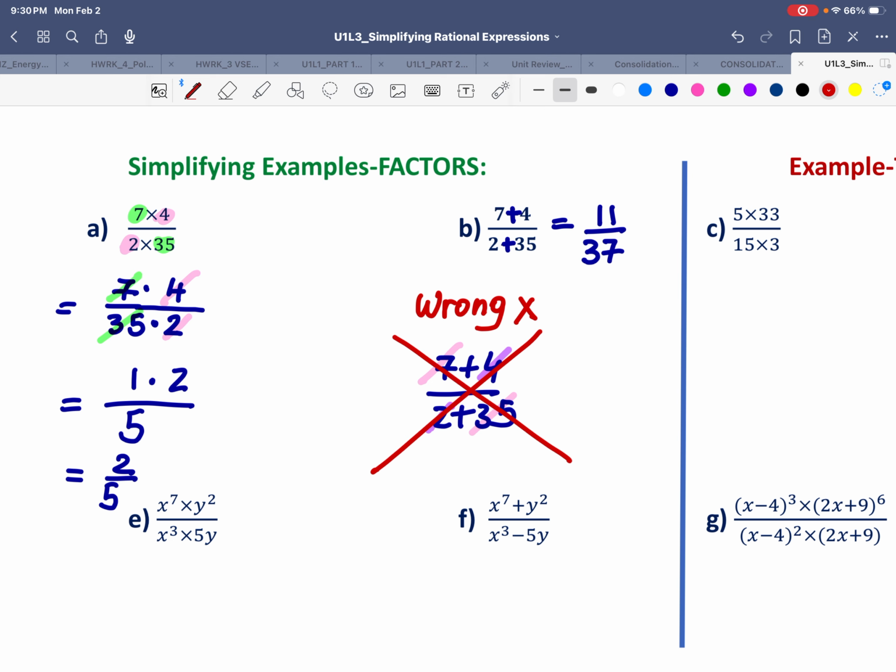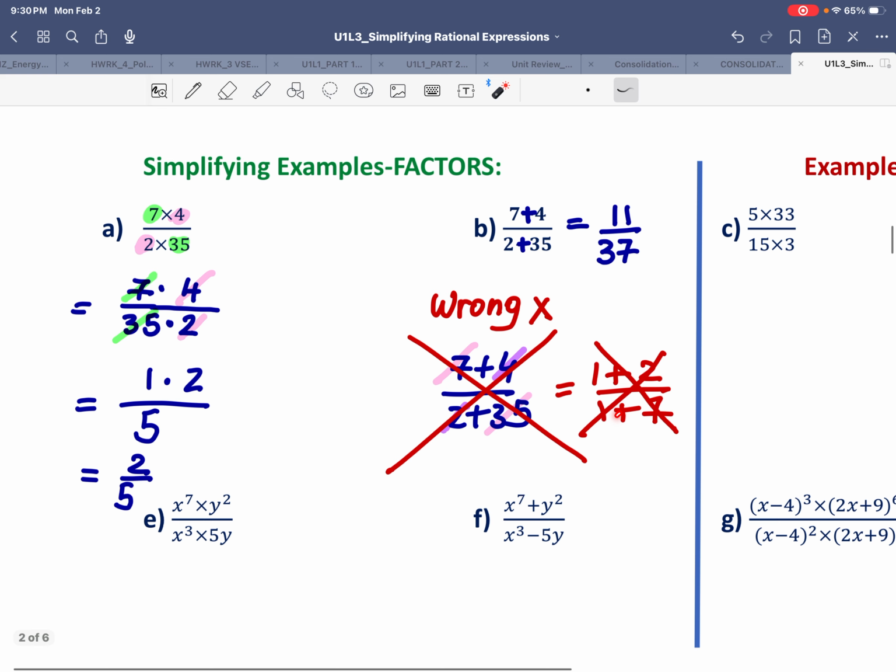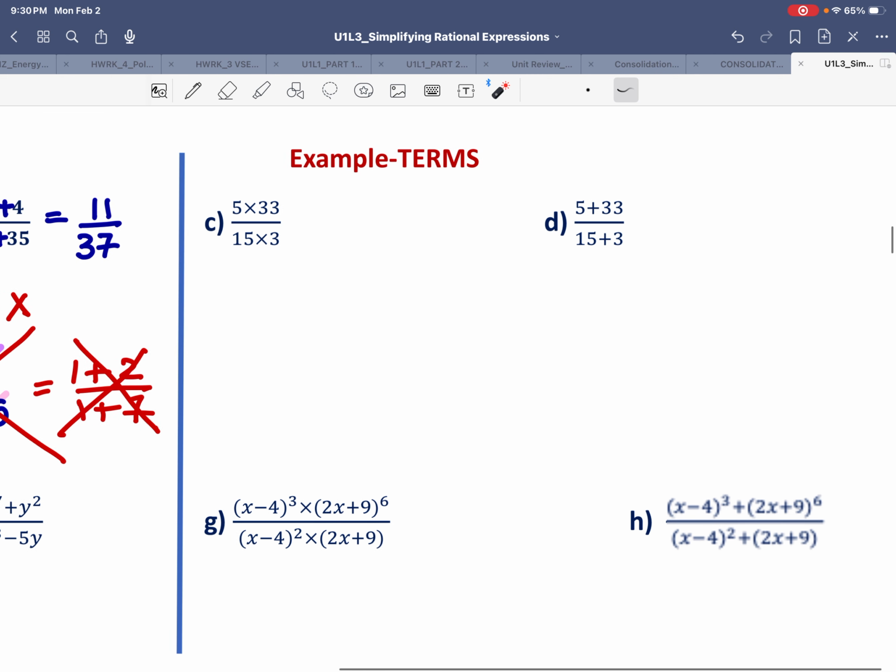So it cannot be equal to, say, for example, 1 plus 2 divided by the 2 simplifies to 1 plus 35, which is 7. So that would be incorrect, okay? So again, always remember, terms are separated by either a plus or a minus. They don't simplify, so they don't divide into each other. Only factors do, right?